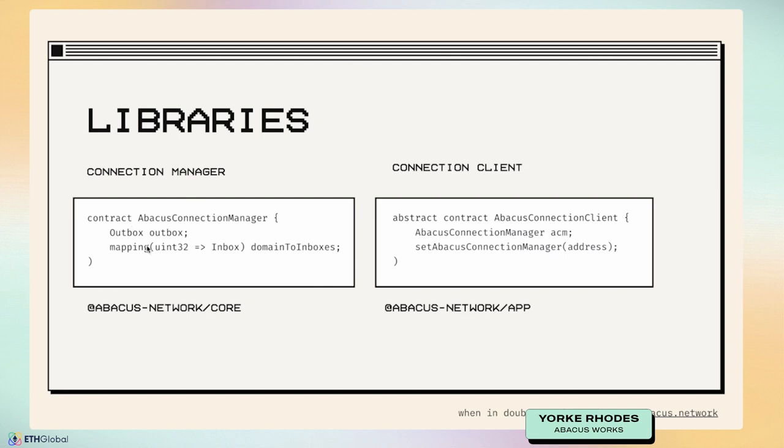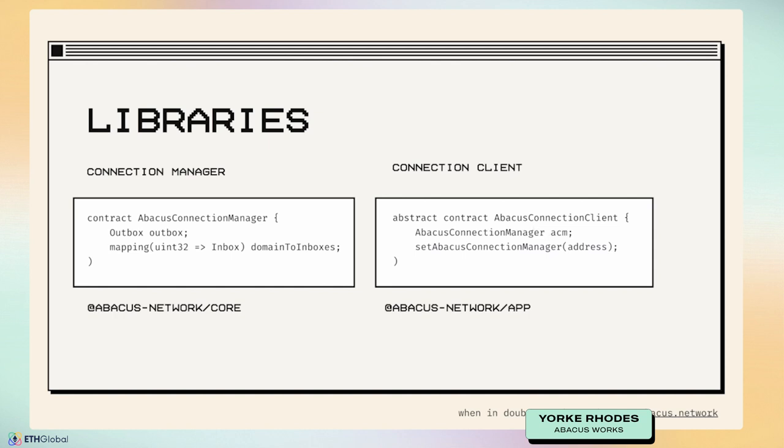So the Abacus Connection Manager basically is like a registry of these important core protocol addresses, where the domain to inboxes mapping just maps remote blockchain identifiers to inbox addresses on those chains. This connection manager is just illustrative of the registry. But on the client side, when you're writing your smart contracts, you can install this Abacus Network App NPM package, which exposes this abstract contract that you can inherit from.